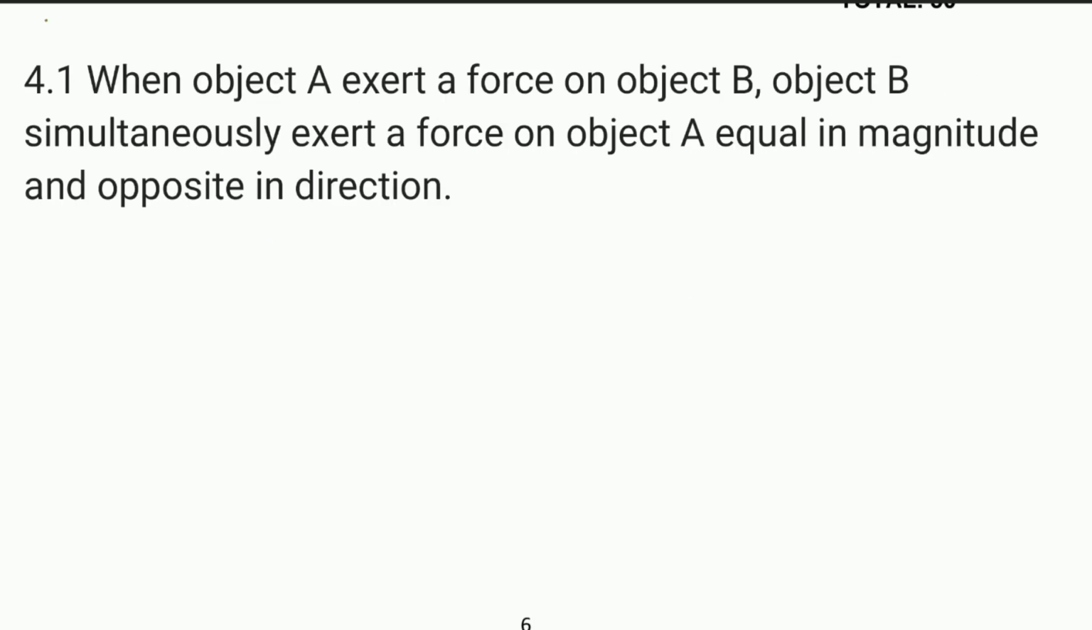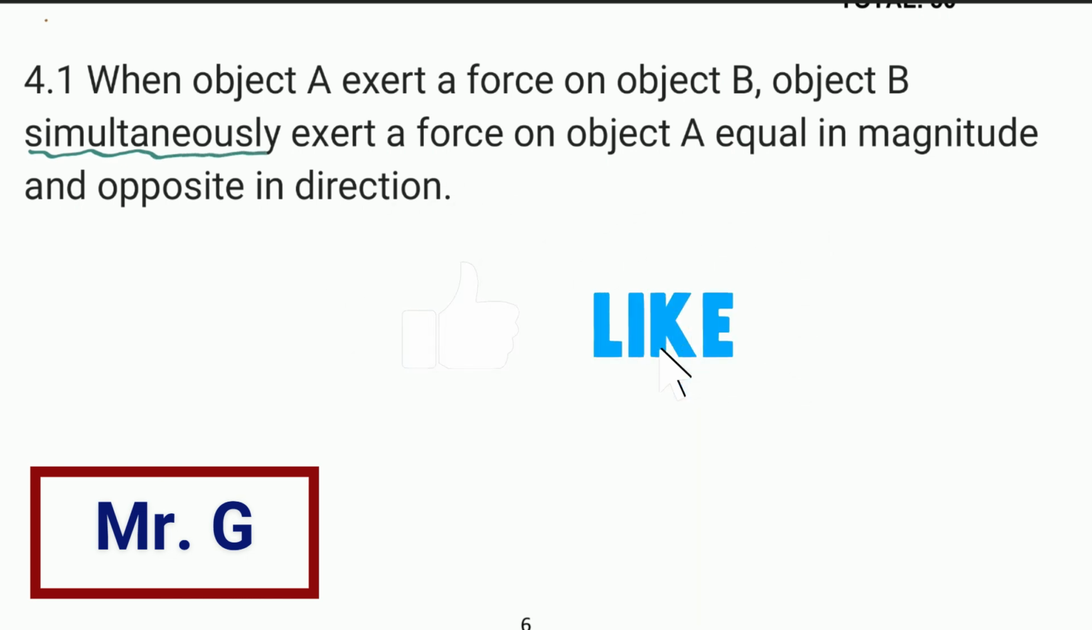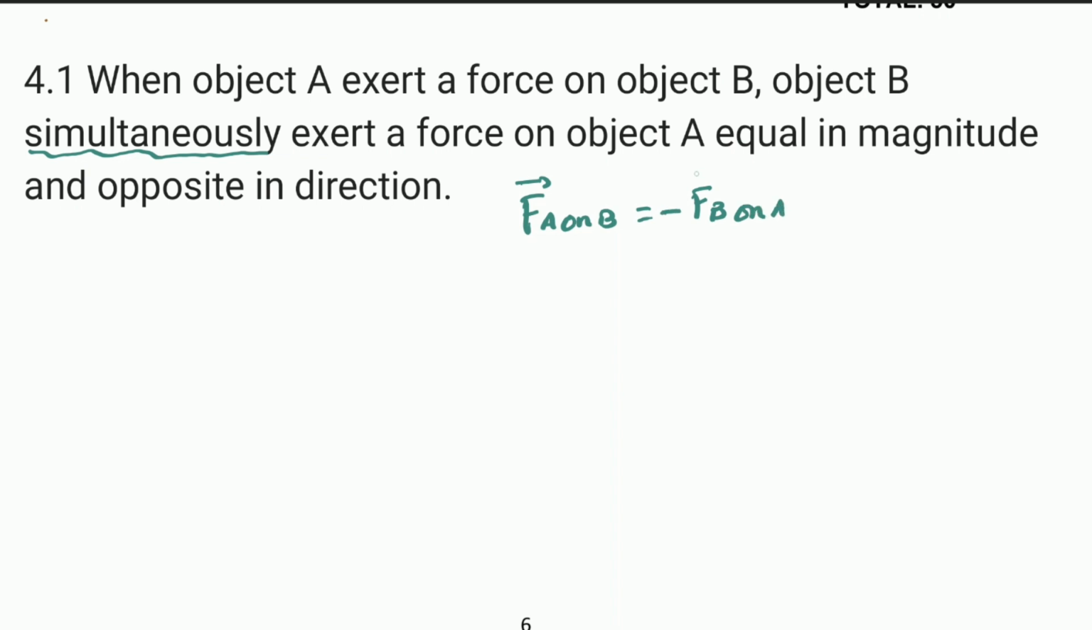Okay, and here is Newton's third law of motion. When object A exerts a force on object B, object B simultaneously, at the same time, exerts a force on object A, equal in magnitude and opposite in direction. In other words, the force that A exerts on B will be equal to the force of B on A, but opposite in direction, that is the minus at the front there.